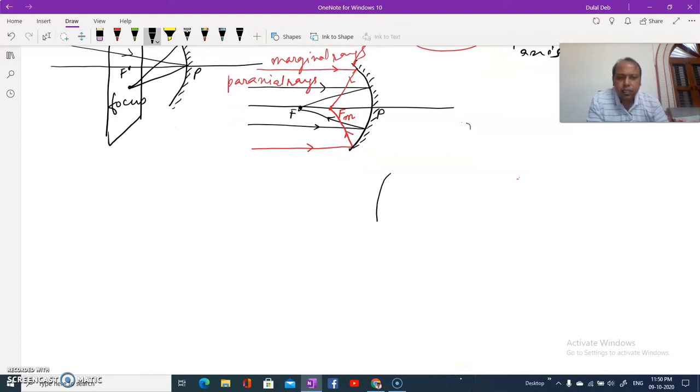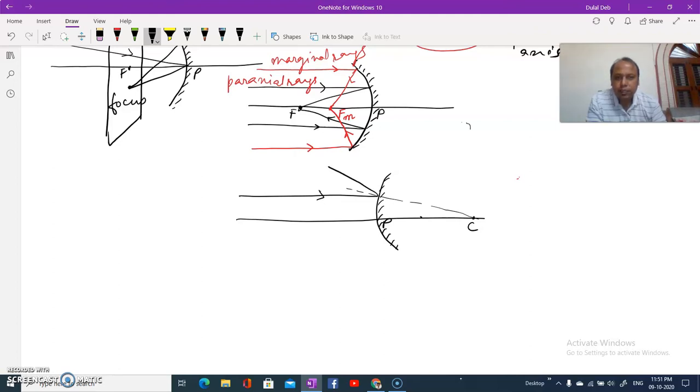Like if we consider a convex mirror here, then in case of convex mirror, again the same thing, we will consider a principal axis which passes through the pole here, and if we consider light rays which are parallel to the principal axis, then if we draw a normal here, obviously the normal will pass through the center of curvature. The light ray will be reflected in such a way that it appears to be meeting the principal axis at a point which we consider as the principal focus.